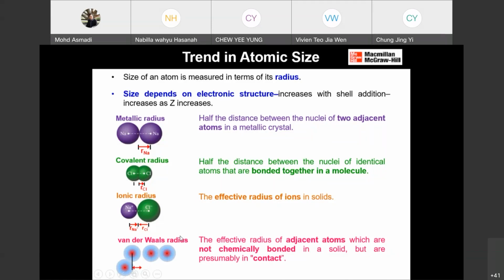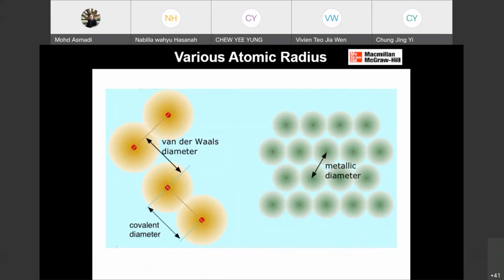Not really strong. There are two types of secondary bonding, fluctuating and permanent. Permanent, I think, is like hydrogen bonding. So these are the various atomic radii. We look at here: van der Waals, covalent diameter. Covalent is sharing the electron. Van der Waals is touch. Metallic is more like between two metals.